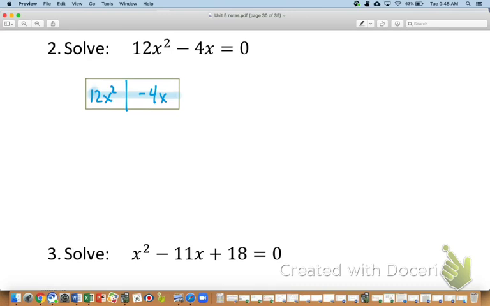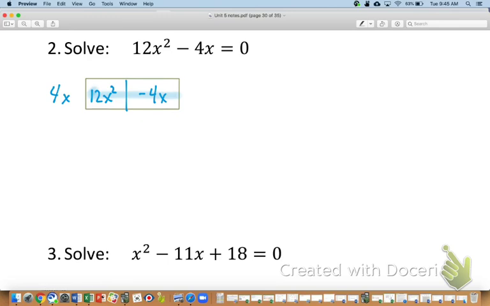Numerical, no, they have a bigger numerical factor than that. They both have a 4, right? Because 4 goes into 12, and 4 goes into 4. And do you see how they both have an x in common? Okay. So if I factor a 4x out of both, let's think about what's left over.